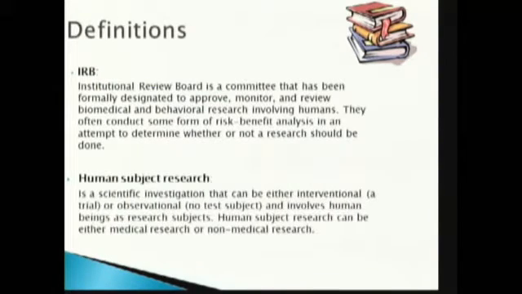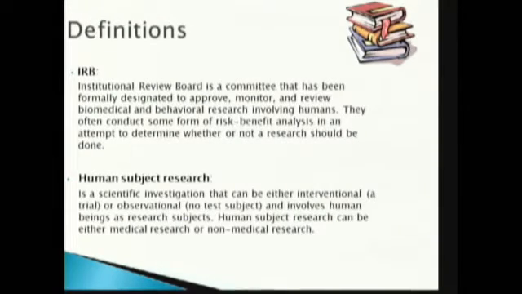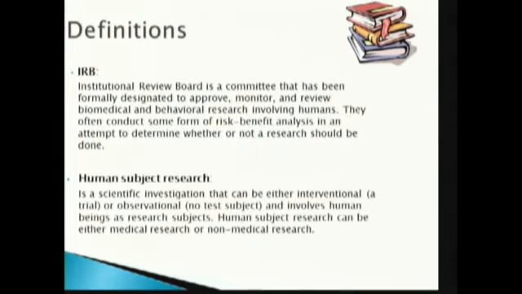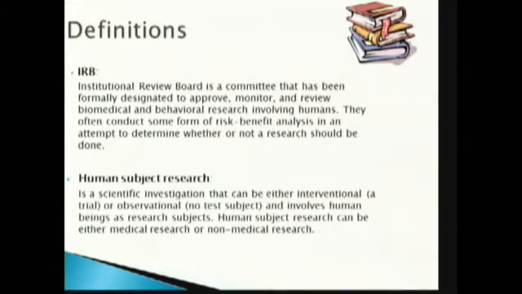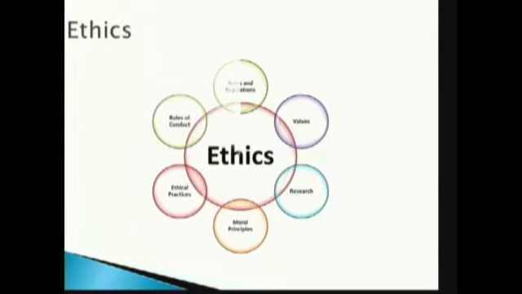Human subject research is a scientific investigation that can be either interventional or observational and involves human beings as research subjects. Human subjects research can be either medical research or non-medical. So it's like the retrospective projects, which use the medical records. The ethics are made up of 6 components that you should always consider: the rules and the regulations, the values, the research, the moral principles, the ethical practices, and the rules of conduct.